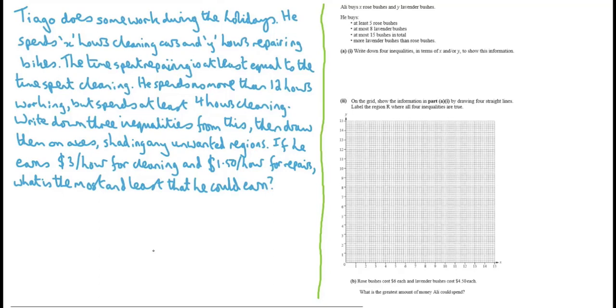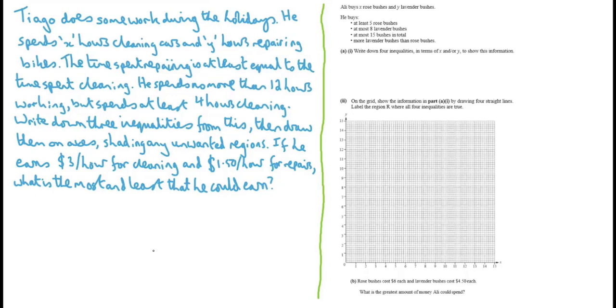He spends X hours cleaning cars and Y hours repairing bikes. The time spent repairing is at least equal to the time spent cleaning. He spends no more than 12 hours working, but spends at least 4 hours cleaning. Write down 3 inequalities from this, then draw them on axes, shading any unwanted regions. If he then earns $3 per hour for cleaning and $1.50 per hour for repairs, what is the most and then the least that he could earn within these parameters?